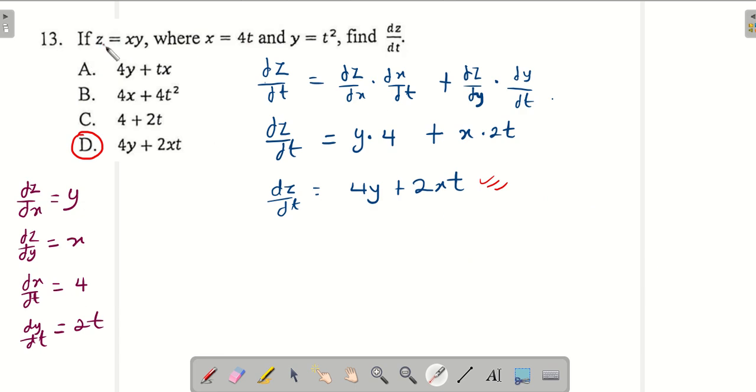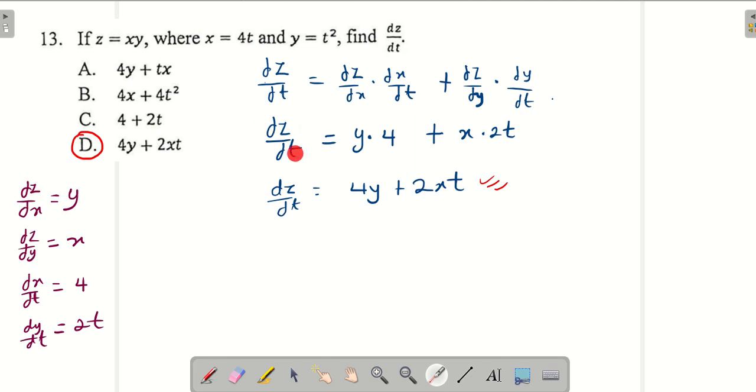13. If z is equal to xy, where x is equal to 4t and y is equal to t squared, then we have to find dz/dt. Here we are applying the chain rule, which says that dz/dt should be equal to dz/dx times dx/dt plus dz/dy times dy/dt.